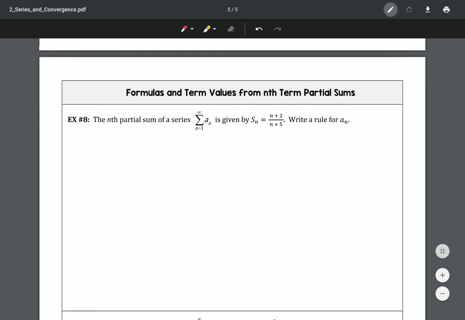Okay. So in this part right here, notice that they give us the actual sum. This will actually give you the sum, okay? We want to write a rule for a of n, basically for the sequence. So this is how we're going to do it, all right? Now I want to give you a little what this would look like, all right?